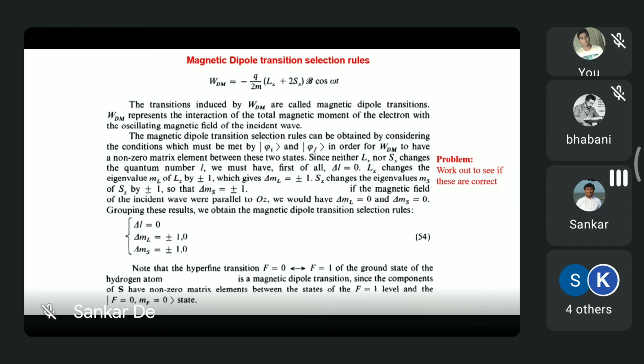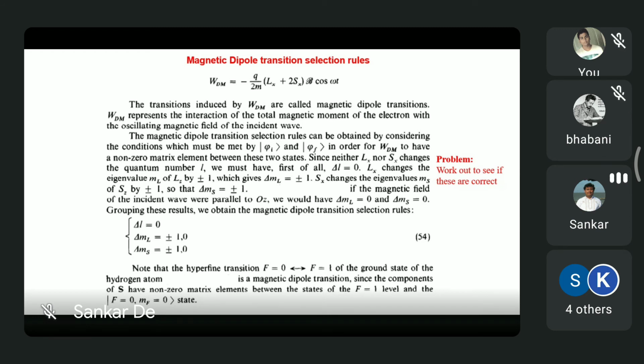So is that okay? Yes, sir. I think yes. And there are two more conditions. I think this is nicely worked out, but I don't know whether I can find a reference where it has been done. If I get one, I can send you. Maybe some old book will have it, but not Bransden Joachain.